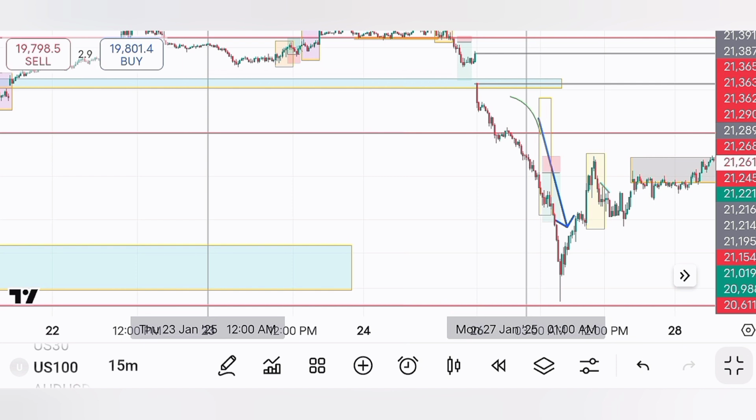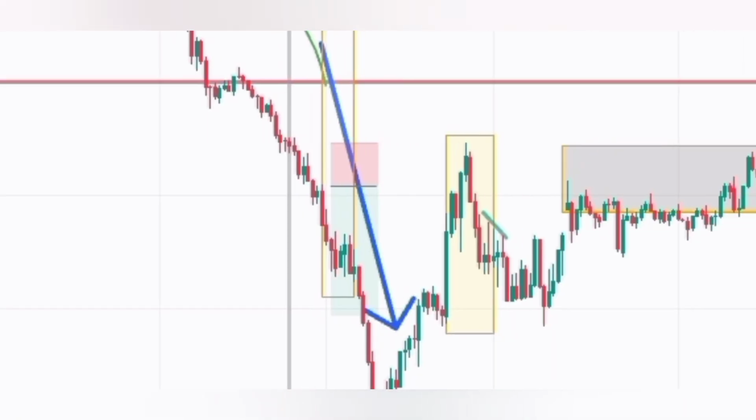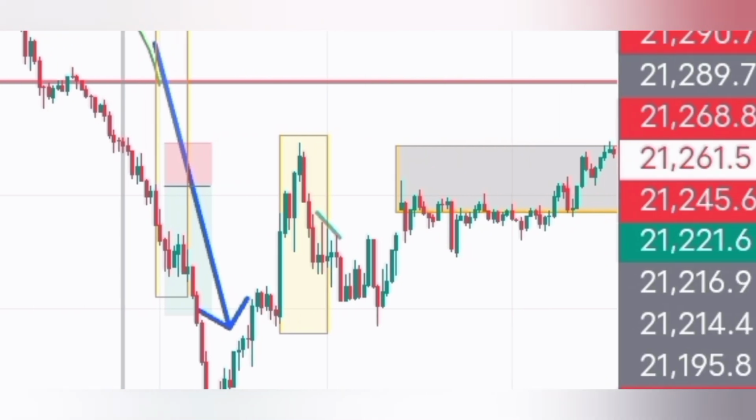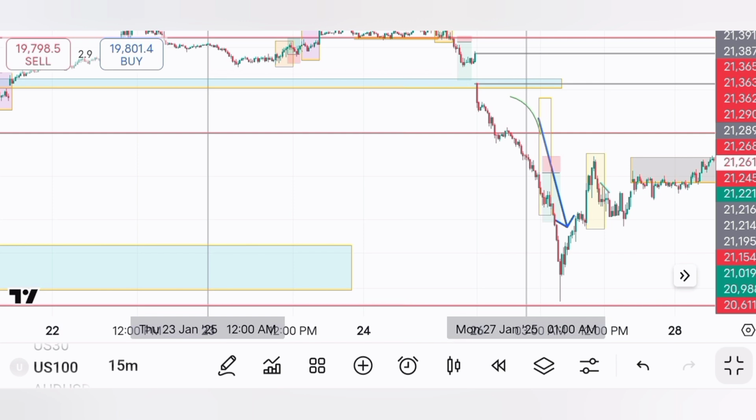Okay, so what we see today here is that after the targets hit to the downside, price just consolidated. We can see a consolidation here. Price just consolidated throughout till the end of the day. And so that's a lesson that we can glean from today's trading day.